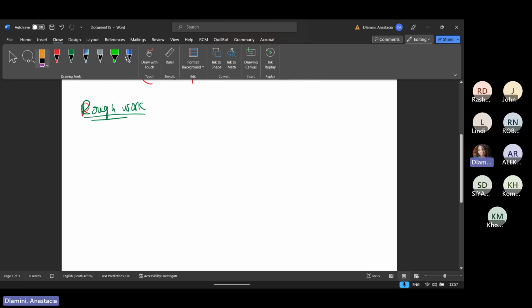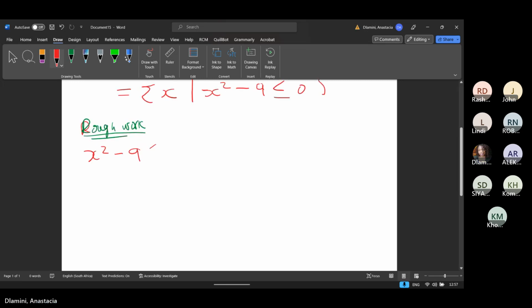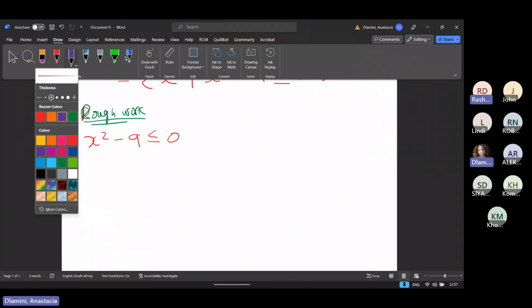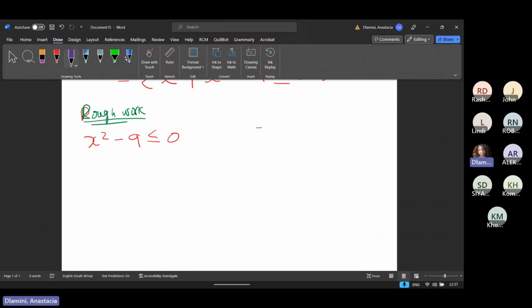They said that you have x squared minus 9 less than or equal to 0, isn't it? Do you remember that one? Before I remind you, I go back to my friend, the number line. 0, 1, and -1. Let's put here -2.